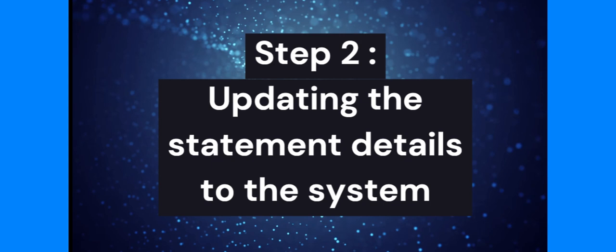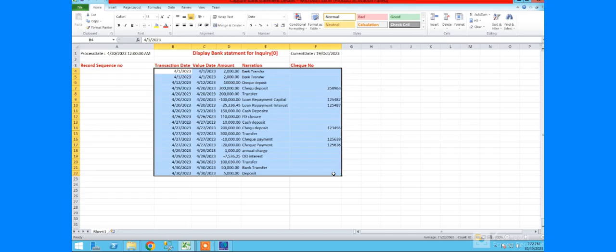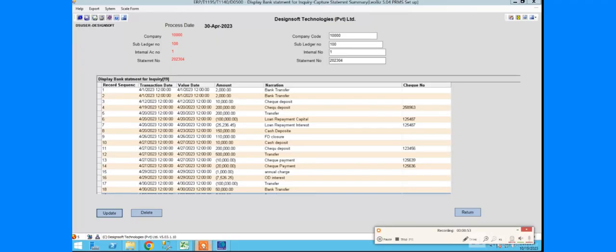Step 2 is uploading the downloaded statements to the Leobiz system. This can be done by copy-paste functionality, copying the Excel sheet and pasting it onto the appropriate Leobiz dialog.